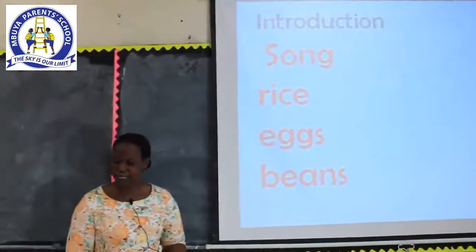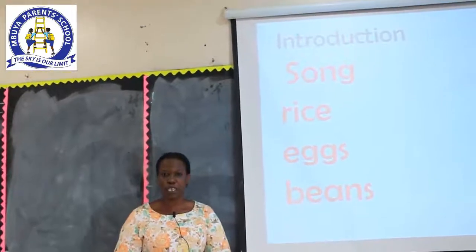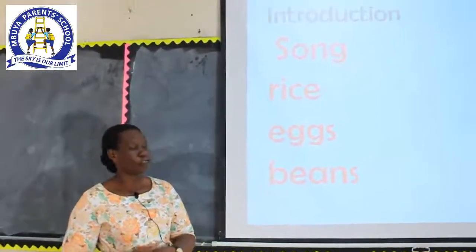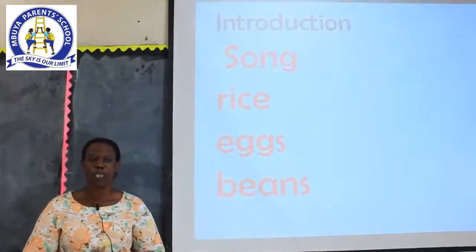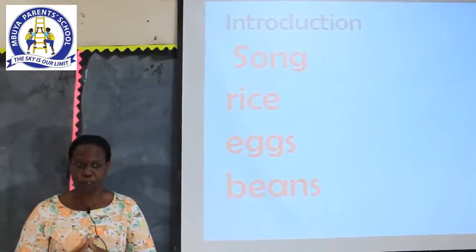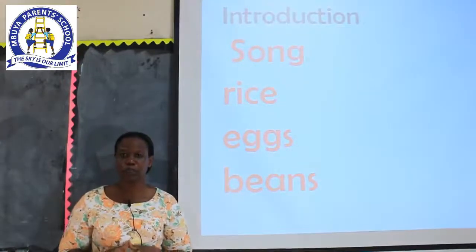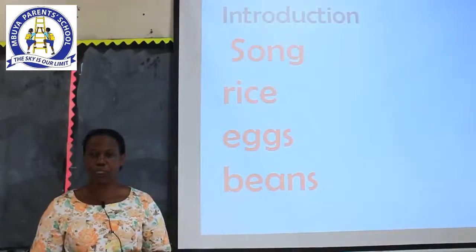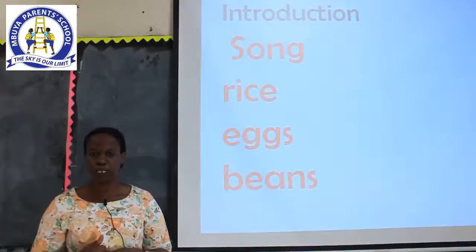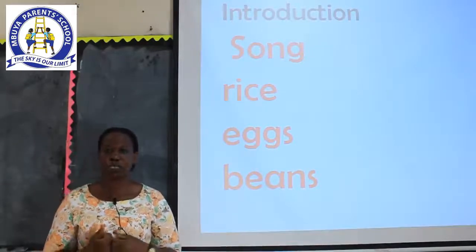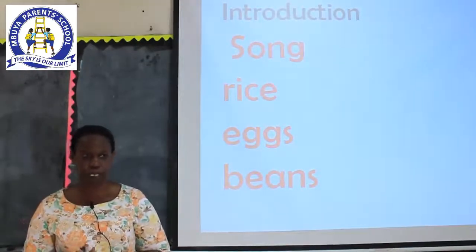Very good. That is the word food. These are names of food. So today, our theme is food and nutrition. And the sub-theme is classes of food. At the end of this lesson, I expect you to be able to read, spell, and pronounce the words correctly. I expect you to be able to use the structure correctly. I also expect you to be able to draw some pictures of some of the food items.